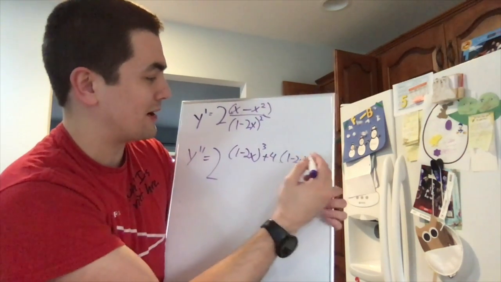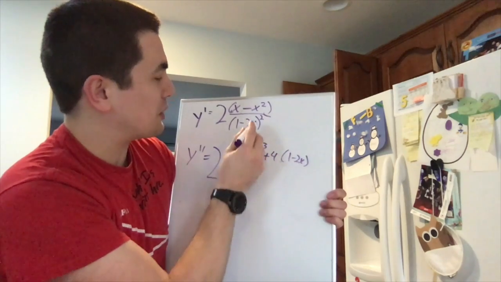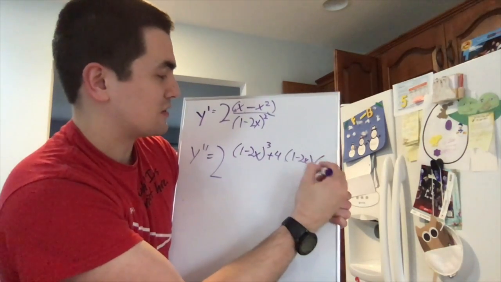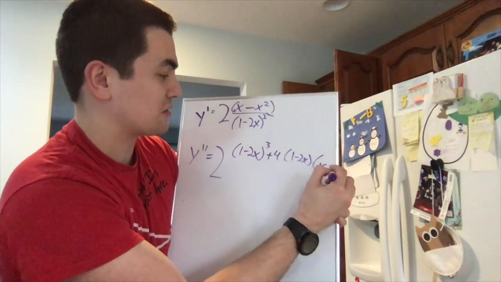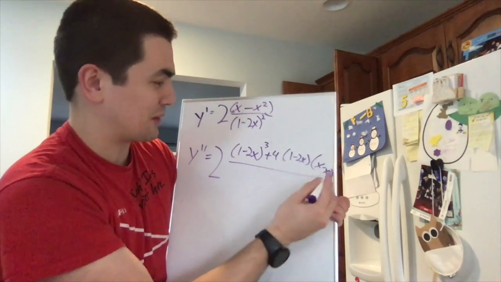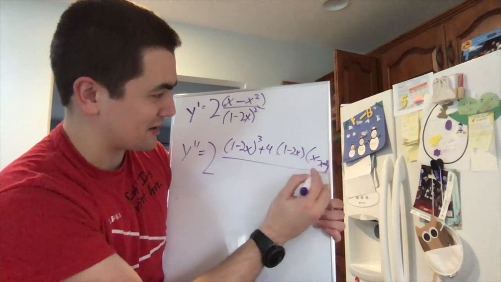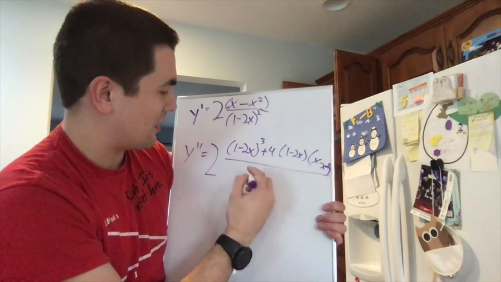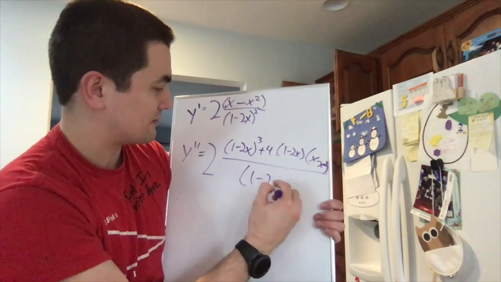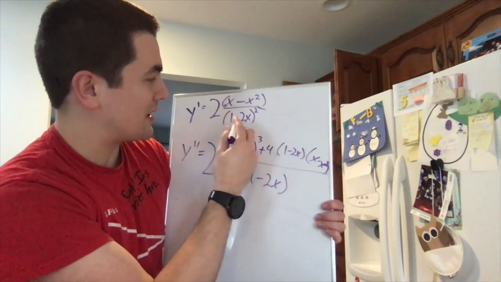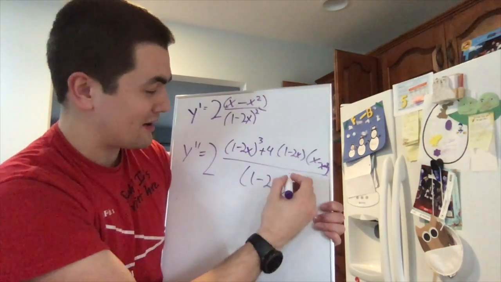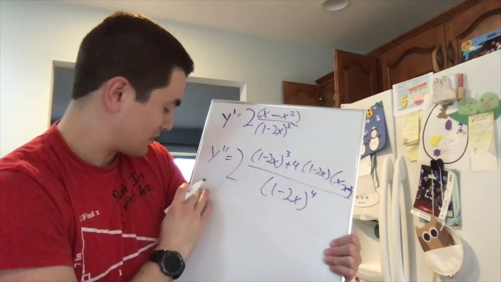And I'm running out of room right here. And I've got to multiply the derivative of the bottom times the top. So I'll actually get x minus x squared right here. Ugh, that's what I was afraid of. I had to squeeze it in a little bit. This is x minus x squared, all over the bottom squared. And 1 minus 2x squared squared turns this into the fourth power.